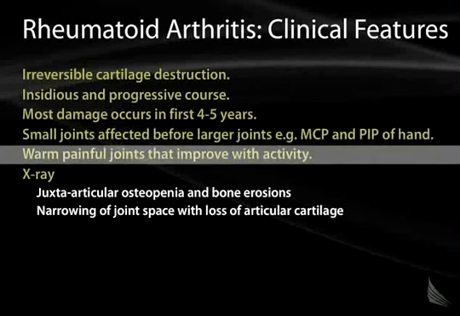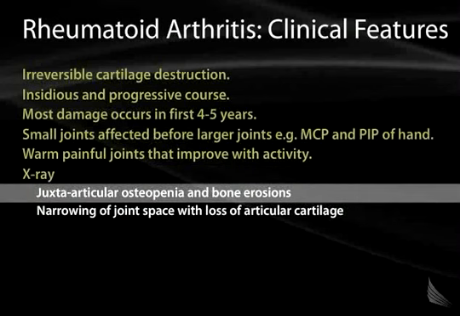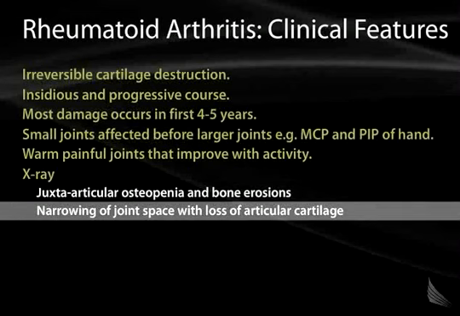Unlike osteoarthritis, patients will describe warm, painful joints where the pain decreases and the joint use improves with activity. Compare that to our osteoarthritic patients who will complain of morning stiffness that does not improve with activity as the day goes along. The X-ray features of rheumatoid arthritis can be quite distinctive. One sees juxtaarticular osteopenia and bony erosions, and then, as we mentioned in a previous slide, the narrowing of the joint space with the loss of the articular cartilage.